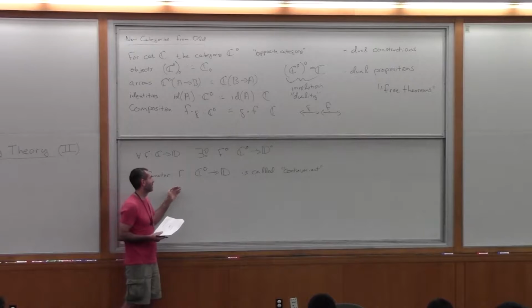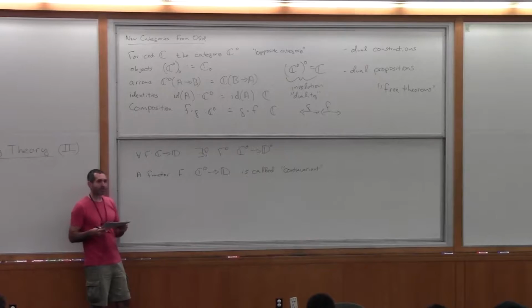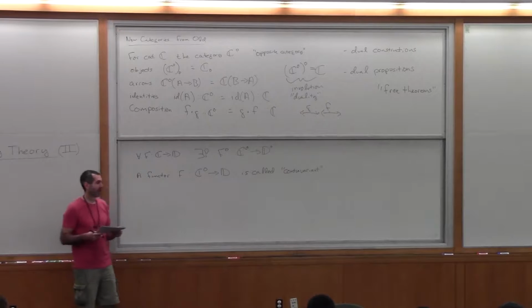But all that's going on is we're just saying add the opposite to the domain of the functor. Okay, so last time we learned about a very important kind of functor, namely a representable functor.